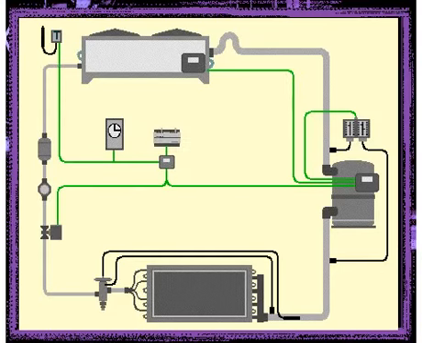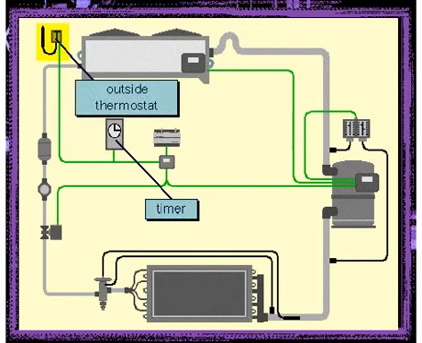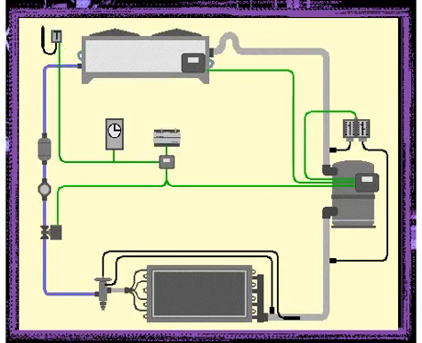Some systems have a timer that turns the system off when the building is unoccupied. Others have an outside thermostat that prevents the refrigeration system from coming on when the outside temperature is too cold. Therefore, the compressor will only start up if the timer and outside thermostat allow it to do so. The liquid refrigerant starts to flow towards the expansion valve.